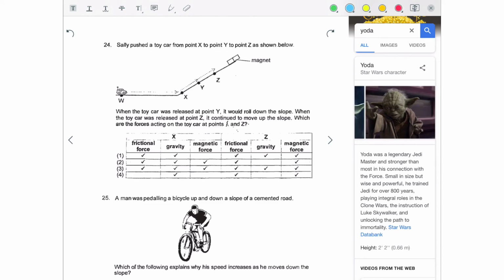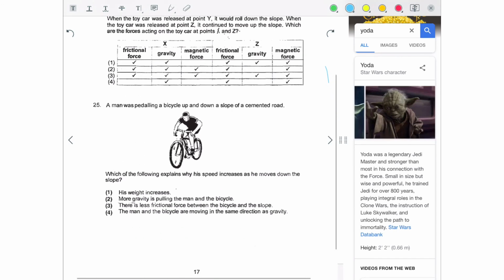Okay, so is there frictional force at X? Yes. Is there frictional force at Z? Yes. So, friction is yes for both. Okay, what are the options? 2, 4. Okay, is there magnetic force at X? No, don't have. But Z, yes, right? Gravity is everywhere. So option 1. Answer is 1. Is it okay? Okay, next.